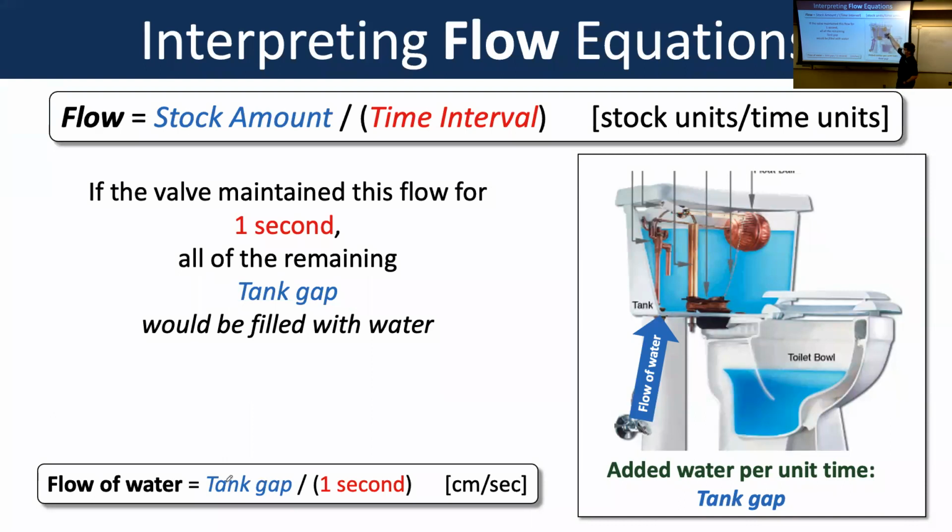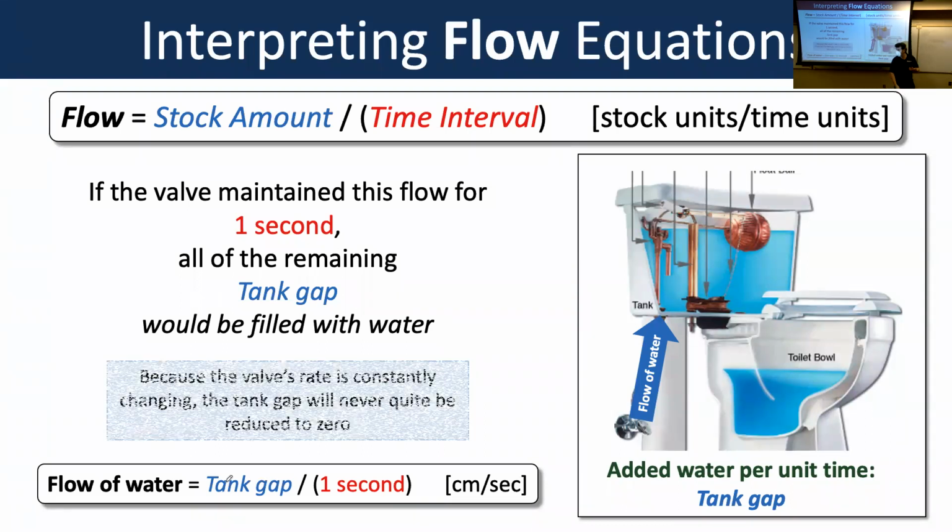And so what's actually happening is this thing's slowing down over time. So the instantaneous rate is getting slower and slower and slower. And that's what causes this thing to not overflow. But that's the way we interpret this. At any instant, if you were to hold that valve fixed, then in 1 second it would fill the rest of the numerator. That's the way we interpret that. But the valve is constantly changing, so actually the gap never gets quite to zero.